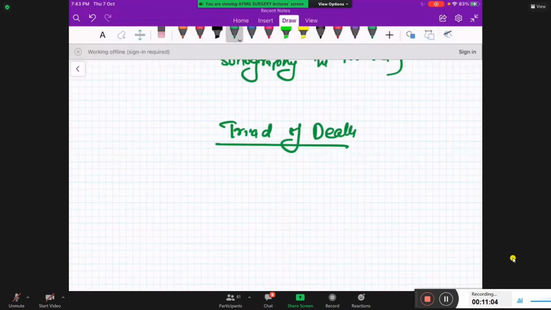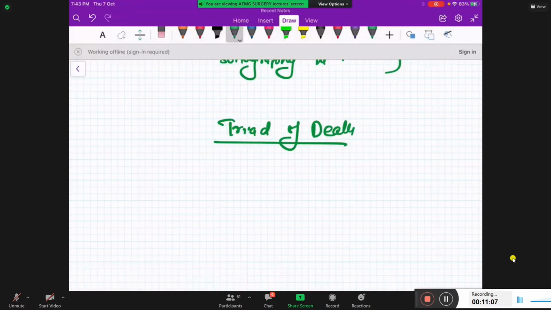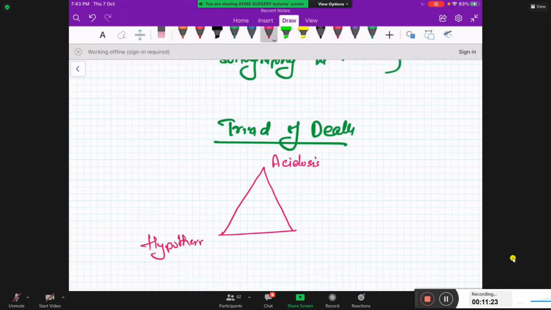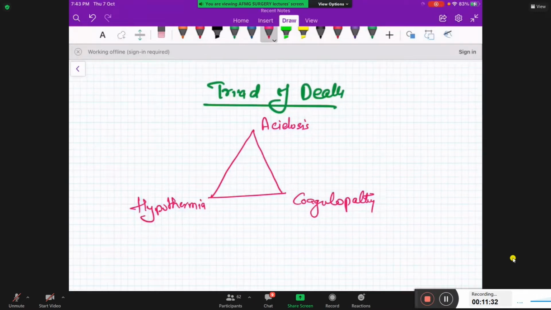So they can ask you a question, what constitutes a triad of death in trauma? The triad of death is constituted by acidosis, hypothermia, and coagulopathy. Now, what I'm going to talk about is a very important and a latest concept in management of a patient of trauma. And please try to understand this concept.